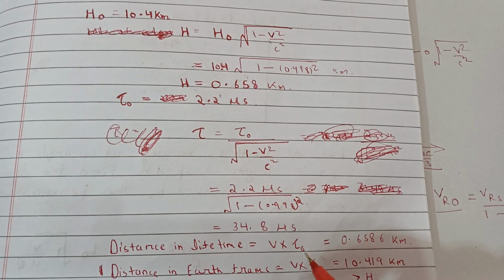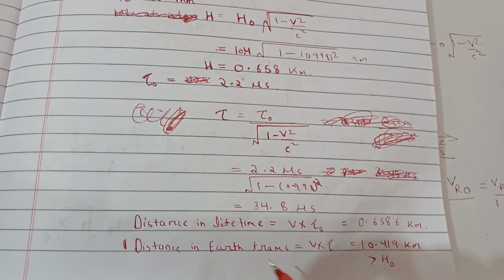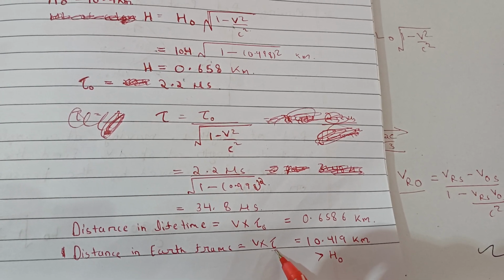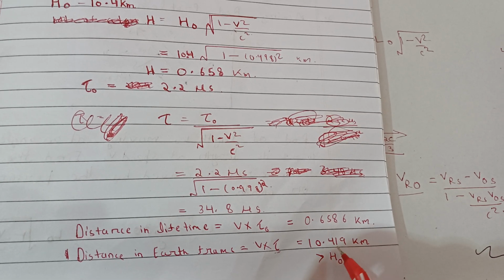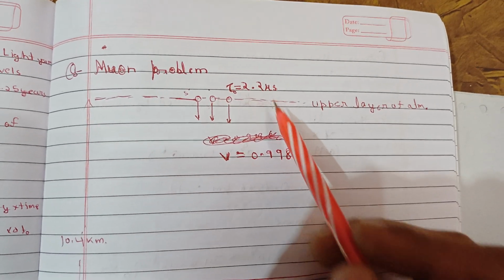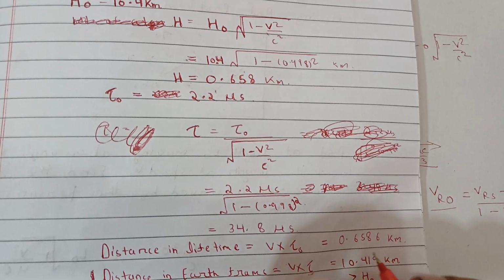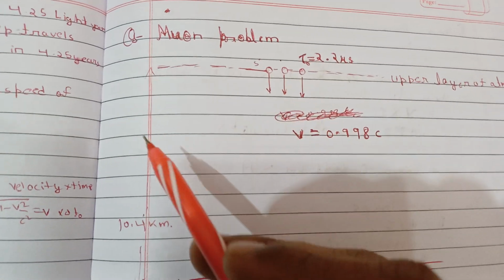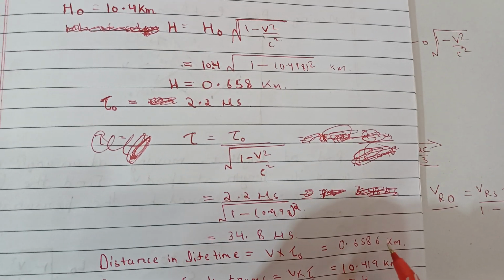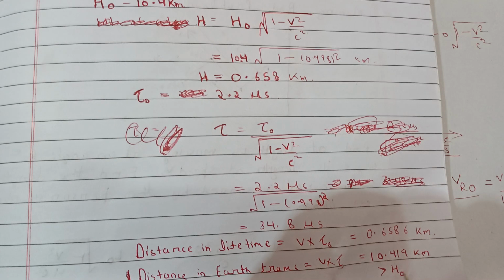So let's check. Distance equals v into tau. Here v and tau are from the earth frame, and the distance is 10.409 kilometer, which is greater than h naught, which is 10.4 kilometer. We can also check it here: if this is tau naught and this is the speed, then multiplying them, we get 0.6586 kilometer. And the apparent length for the muon, this contracted length, was 0.658. So we see that 0.6586 is more than this. So the muon is going to hit the earth's surface.